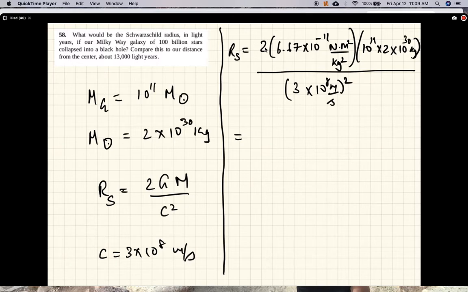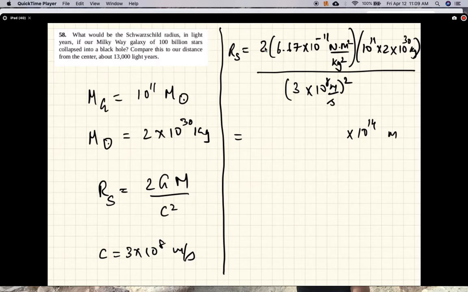Okay, as always, let's take care of powers of 10 first. This 11 is killed by that. Oh, that's neat. That's good. So 10 to the 30, and 8 times 2 is 16. So what we have is 10 to the 14 in the top. Okay. And again, like I said, all the units should cancel, so that this should come out in meters.